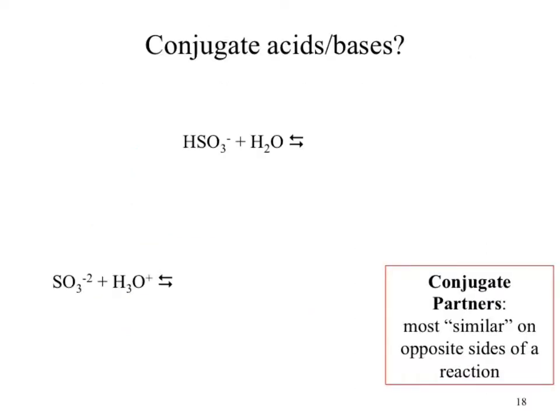So we got two examples up here. HSO3- plus water, and SO3 2- plus H3O+. So what we're going to look at here are our conjugate partners. In this first case, I'm going to tell you that HSO3- is going to act as, any guesses? Hydrogen ion donor. Can it also act as a base? Yes, but I'm going to tell you it acts as an acid. If it acts as an acid under these conditions, what does that mean the water has to act as?